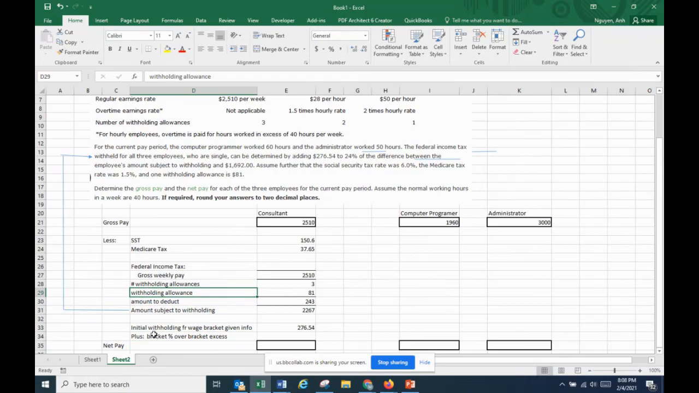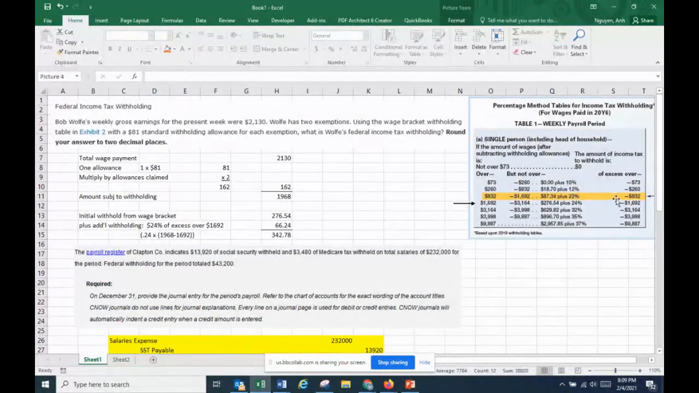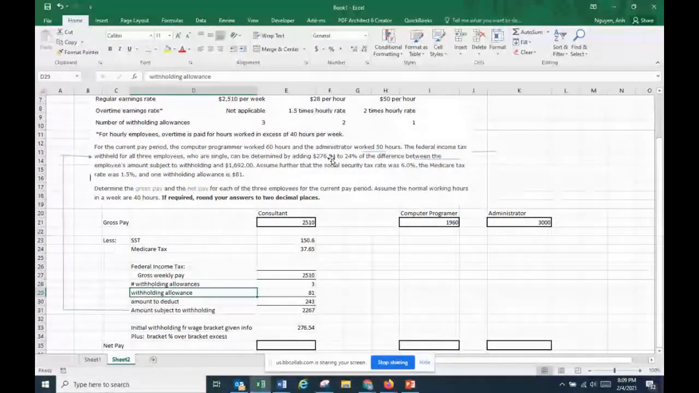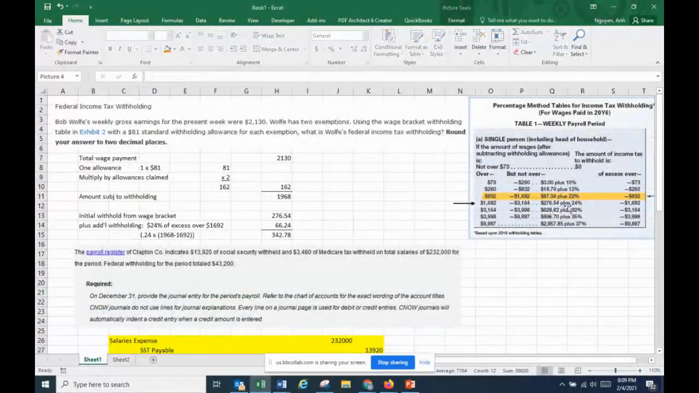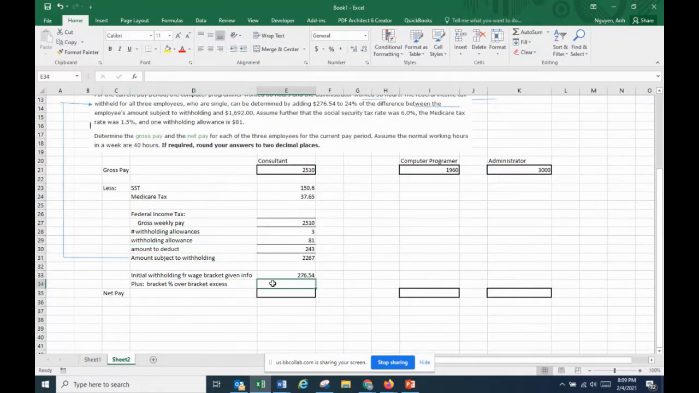Okay. So bracket percentage over excess, that's like when you go to the table, here it is, here's the percentage in excess. And that's what it gives you here when it says, can be determined by adding 276 to 24% of the difference between the amount of the employee subject to withholding. That's right here, 276 plus 24% in excess of 1692. And that's what we are doing, 276 plus 22% of the excess over 1692.